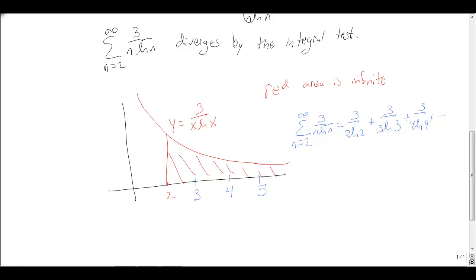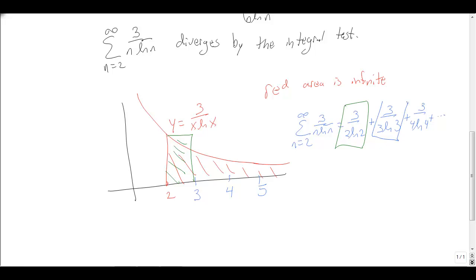So what I'm going to do is I'm going to go to 2, to 3, to 4, to 5. This first term, 3 over 2 natural log 2, is going to be a rectangle that's got this sort of green area here. So that's really the height is the function value, plug in 2, that's our 3 over 2 log 2. The width of that rectangle is 1. So we're saying here is that this green rectangle has area that's equal to this first term.